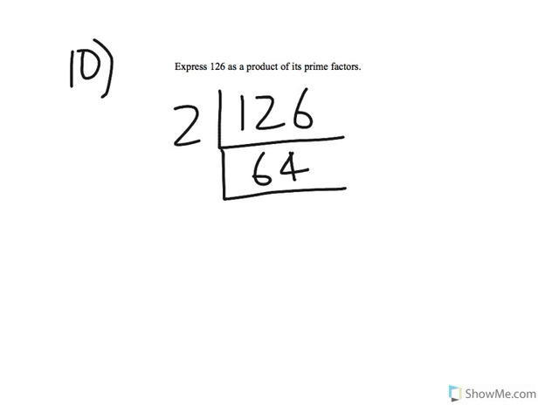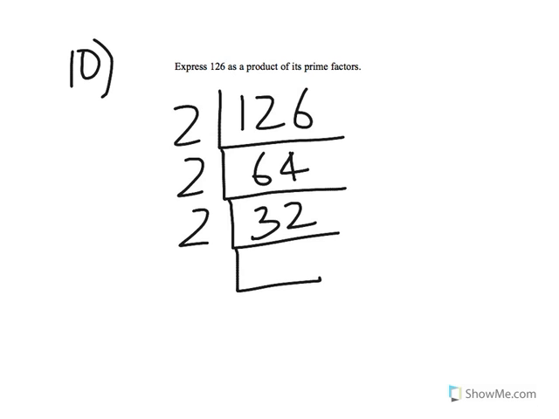Now 64 is also divisible by another prime factor, 2. And so you divide that by 2 again, and you're going to get 32. 32 is again divisible by 2, so you're going to divide that again. So divide this by 2, divide this by 2, divide this by 2. And you're going to write that below, and that's going to become 16.